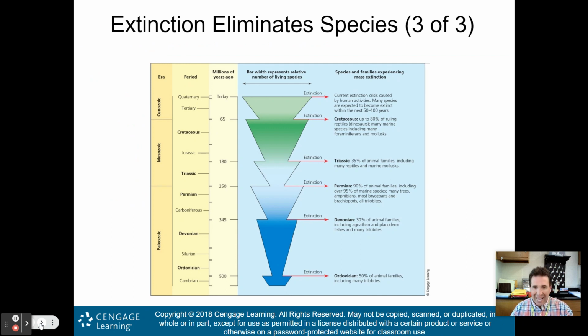Again, going back, we've had 5 mass extinctions already. The Ordovician, 50% of animal families were gone. The Devonian, about 30%. The Permian was the big dying. 90% of animal families, including over 95% of marine species, died. We almost lost life on this planet in the Permian. Mass extinction, guys, almost lost that 250 million years ago. If it had been 100%, we would not be here right now. Triassic, 35%. Cretaceous, that was the dinosaur one, right? Up to 80% of ruling reptiles became extinct.